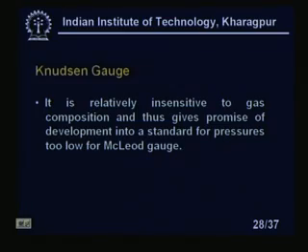Another advantage, which is not there in other gauges like the Pirani and the ionization gauge, is that it is relatively insensitive to gas composition, and thus gives promise for development into a standard for pressures too low for the McLeod gauge. As I discussed, even though we use the McLeod gauge as a pressure standard, with pressures expressed in the dimensions of the gauge, it is not suitable for pressures below 1 torr. In that type of situation the Knudsen gauge can be used as a pressure standard.